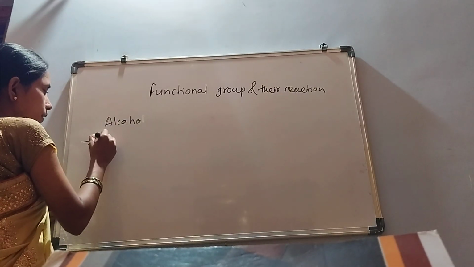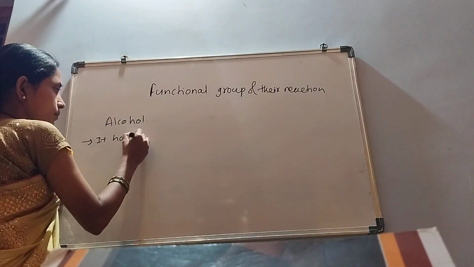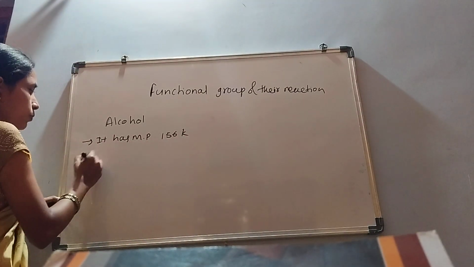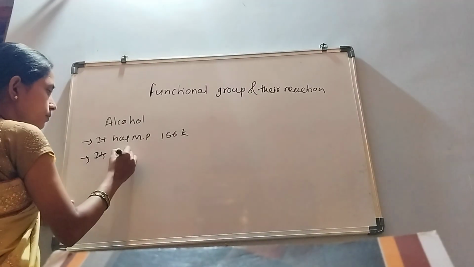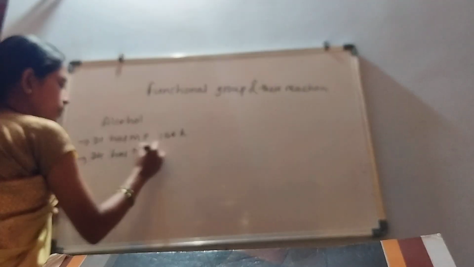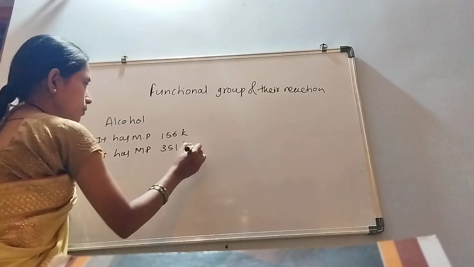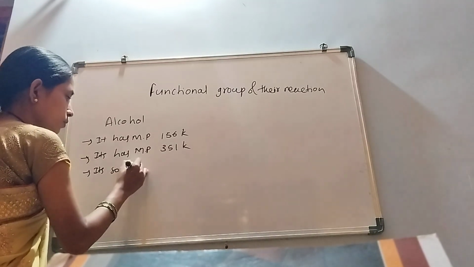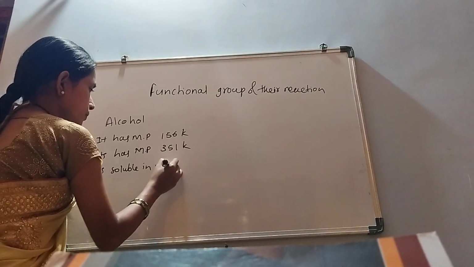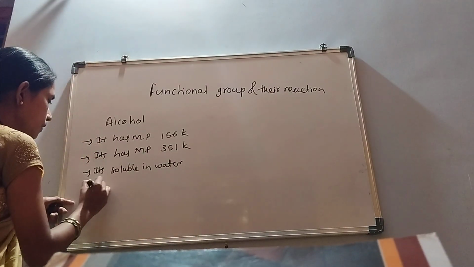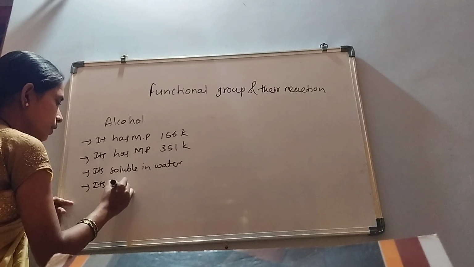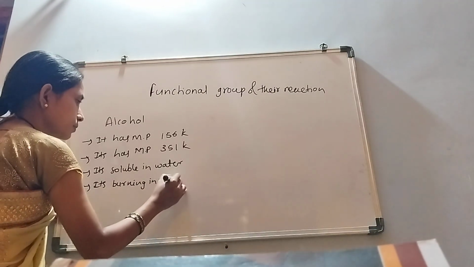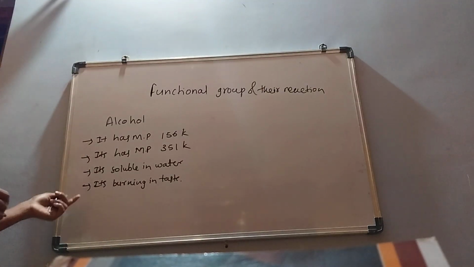Alcohol has a melting point of 156 Kelvin and a boiling point of 351 Kelvin. It is soluble in water, and it burns in a burning test. Okay, so these are the properties of alcohol.